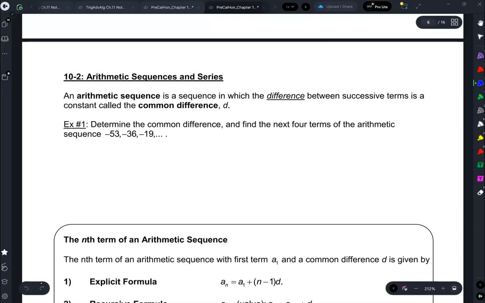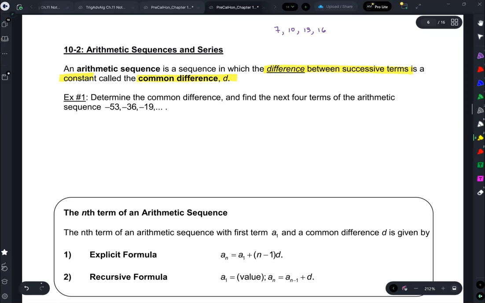An arithmetic sequence is something like, for example, 7, 10, 13, 16, where to go from one number to the next number, you're just adding a constant. Plus 3, plus 3, plus 3, plus 3. So it's a sequence in which the difference between successive terms is a constant, and it's called the common difference D.